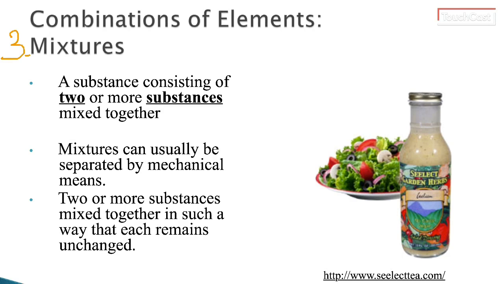The third essential question says to define mixture. So that's this here. Okay, a mixture is a combination of elements. Okay, so it's a substance consisting of 2 or more substances that are mixed together. Mixtures can usually be separated by mechanical means. So 2 or more substances mixed together in such a way that remains unchanged.